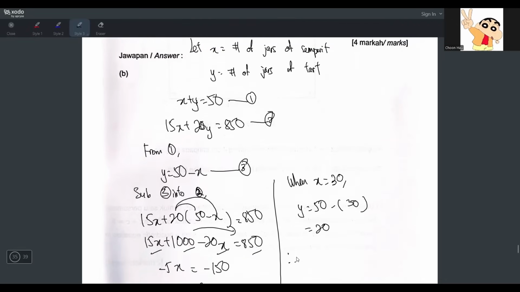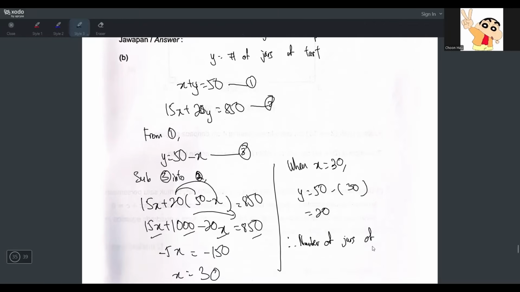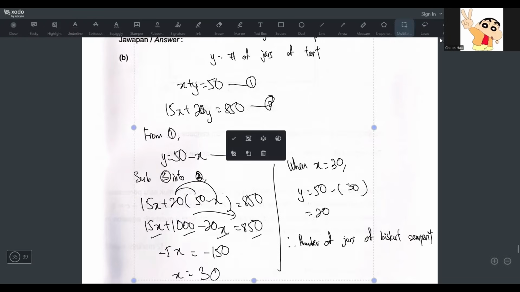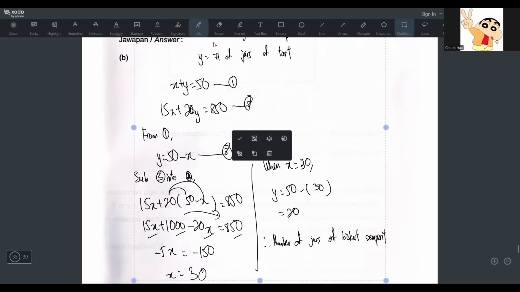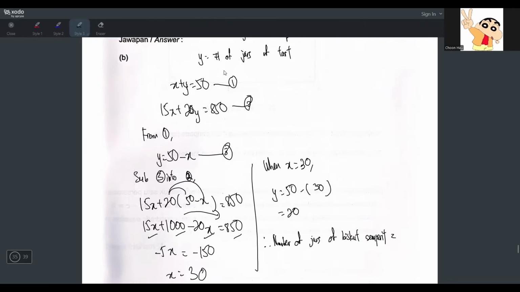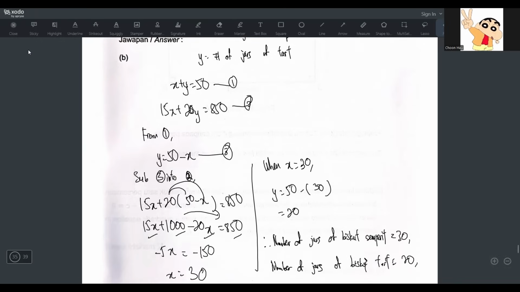So you should write what? Number of jars of biscuit separate. Yeah, biscuit separate, equals how many? Okay, wait, let me make space. Okay, so number of jars of biscuit separate equals, you use x to write separate tadi, so your x is 30. And then number of jars of biscuit tart. Okay, the one is 20, because the one is y, right? For biscuit tart is y. Okay, that's all. This is how you do it.